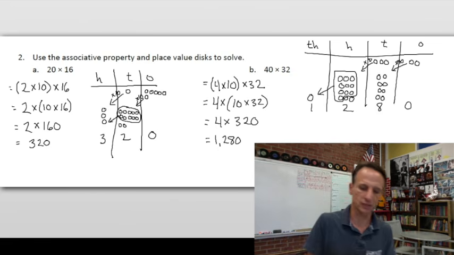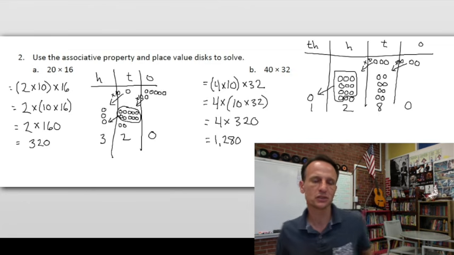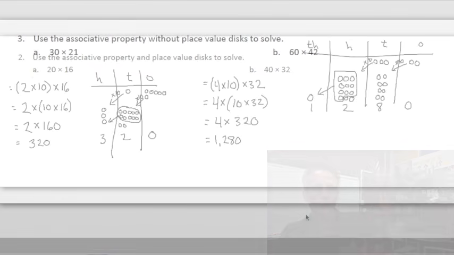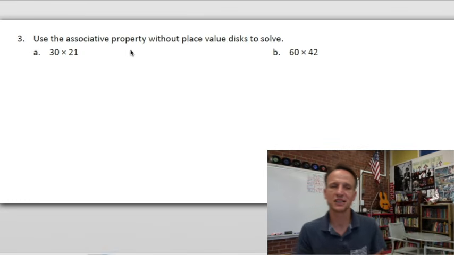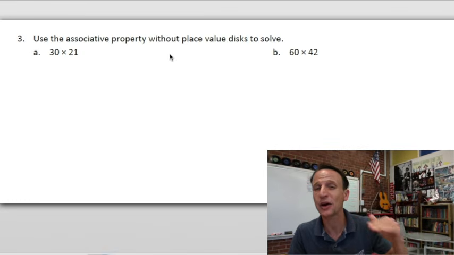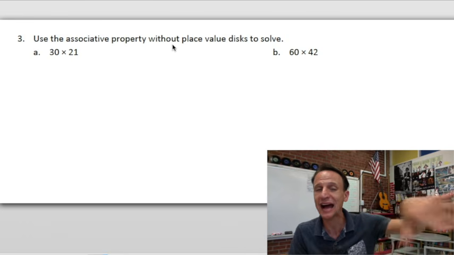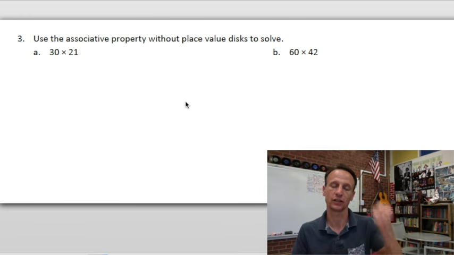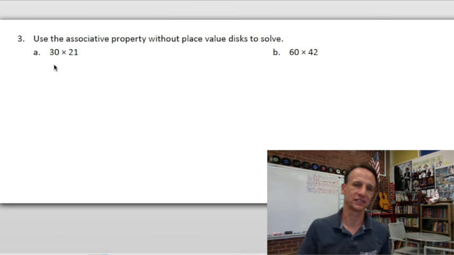So beautiful. You're learning how to multiply 2-digit by 2-digit numbers. Let's go see what number 3 has in store for us. Well, in number 3, we're to use the associative property without place value disks to solve. And if you're anything like myself and my students, you are saying yes. So let's do that. This is going to be so easy now.